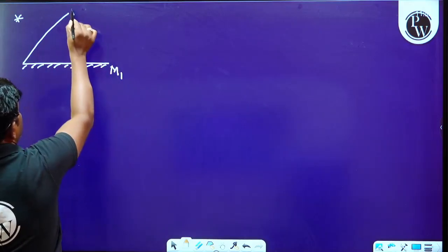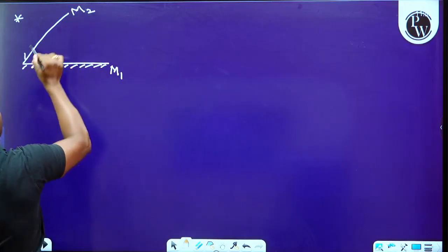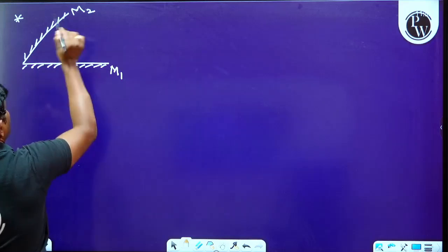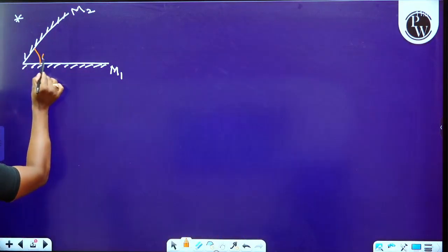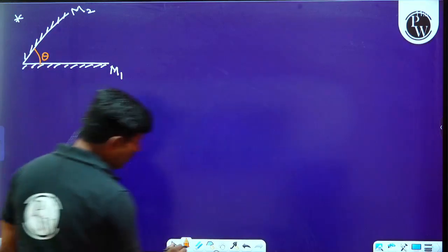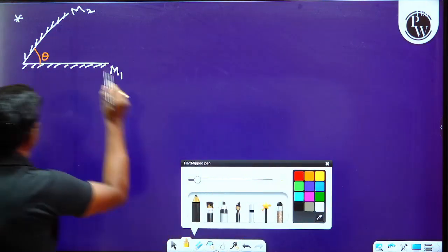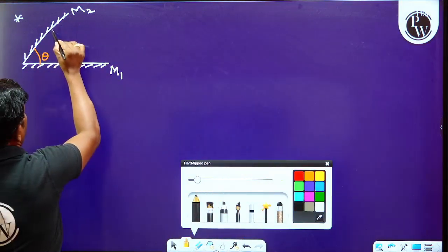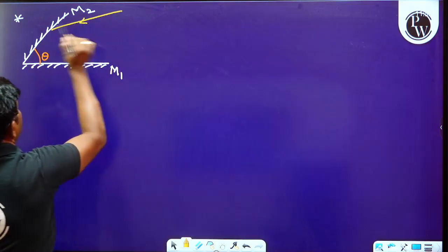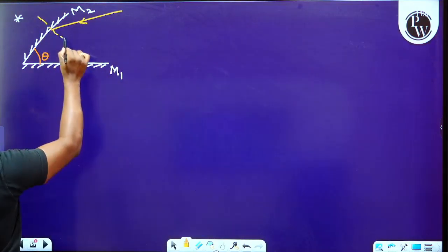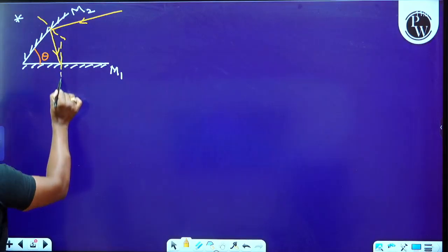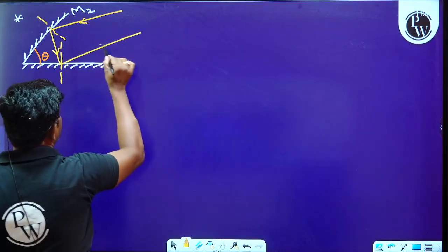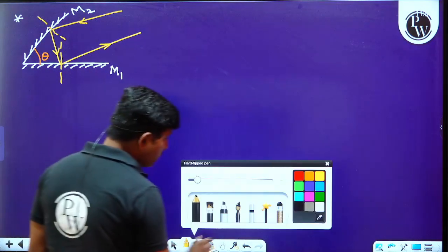Let us consider M1 and M2, two plane mirrors which are inclined at an angle theta. Observe this. Whenever a ray of light is incident on the first mirror or second mirror, it undergoes multiple reflections. Is it clear? Therefore, what is the deviation?